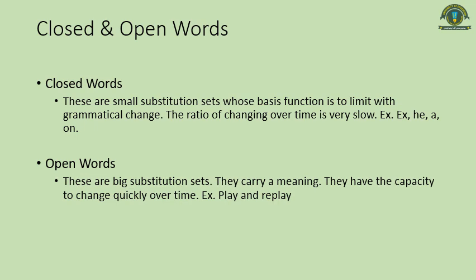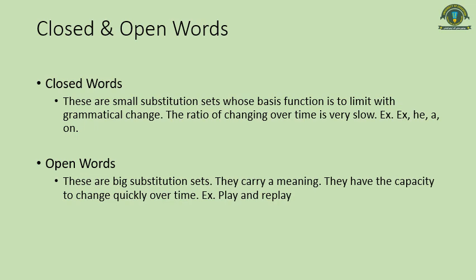Then we have open set items. Examples of open set items are play and replay. These are open, that means you can extend them. They are called infinite. And closed ones have some number and then that's it. This is the first characteristic for closed and open classes.